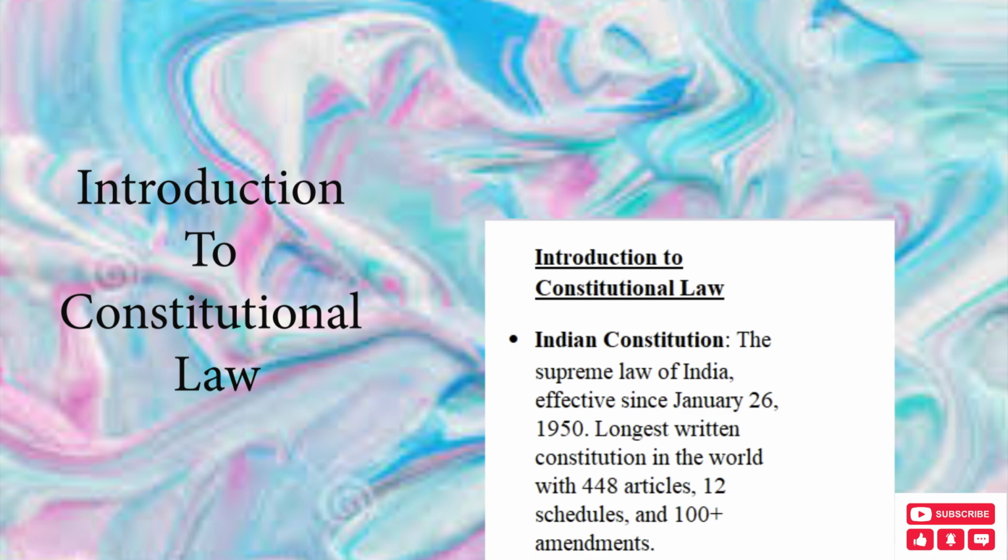Part 1. What is the Indian Constitution? First off, let's break down what we mean by the Indian Constitution. The Indian Constitution is the supreme law of the land. It came into effect on January 26, 1950, making India a sovereign, socialist, secular, and democratic republic. It's the longest written constitution in the world, with 448 articles, 12 schedules, and over 100 amendments.